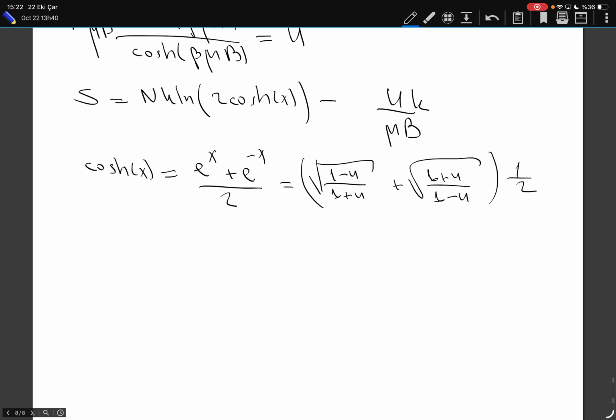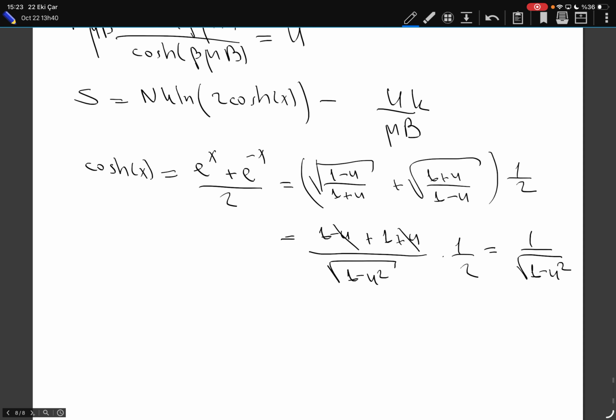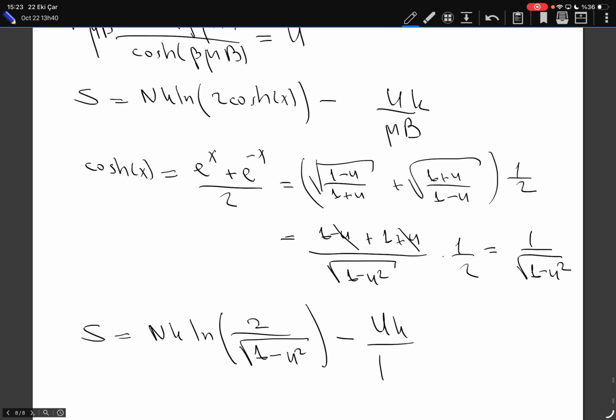Well, I can do that product. That will be 1 minus U plus 1 plus U divided by the square root of 1 minus U squared, all divided by 2. So these U's will cancel. This is 1 over the square root of 1 minus U squared. So S is N times k times logarithm of 2 over the square root of 1 minus U squared, minus U k over mu B.